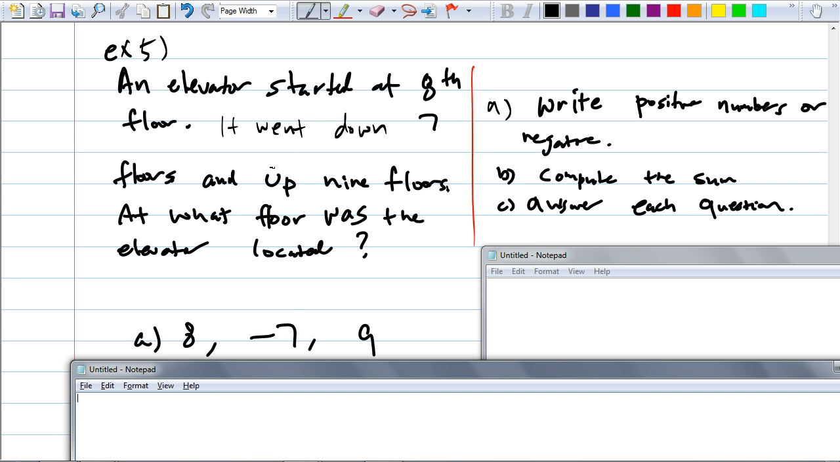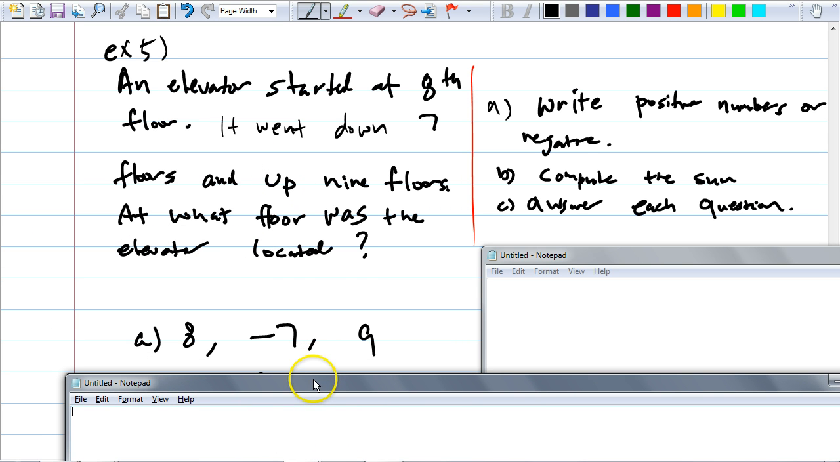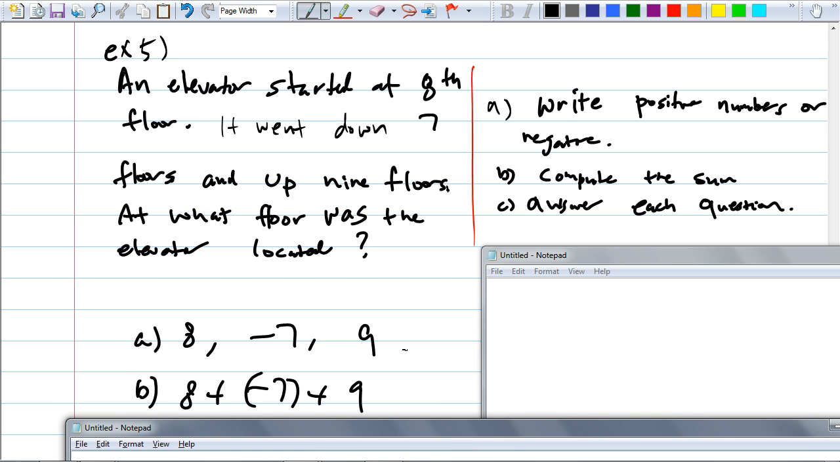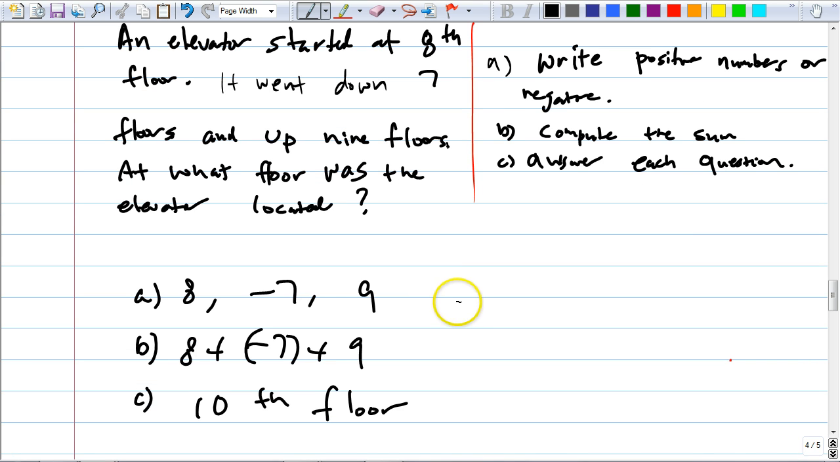It says compute the sum. Dakota, what did you get when you add them together? 10. How many people got 10? Raise your hand. Good. So when they say compute the sum, they just mean to write 8 plus negative 7 plus 9, right? And for C, you just write 10, or 10th floor, right? Easy enough? This is the kind of questions you'll see for tonight. Any question? No. So this is basically adding numbers. We good? All right.